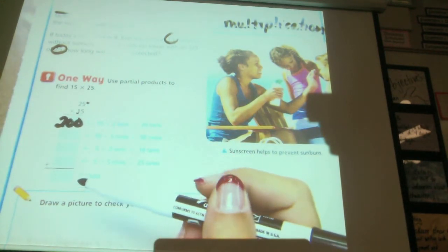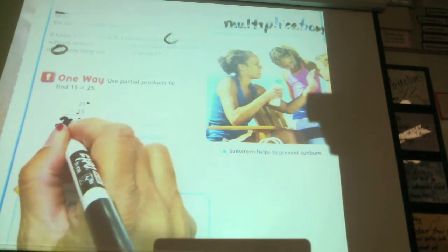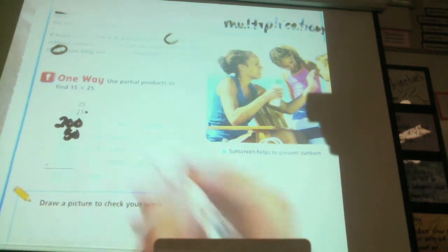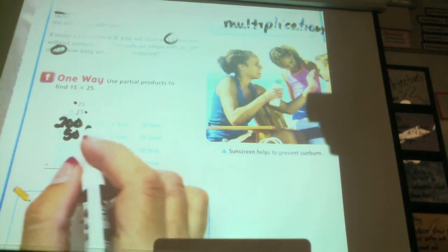Then we're going to do 10 from down here times this 5. What is 10 times 5? Raise your hand when you know. What is it? 50. Okay. Now I'm going to do this 20 times this 5. Raise your hand when you know what it is. 20 times 5. Think about it. Okay, what is it? 100.